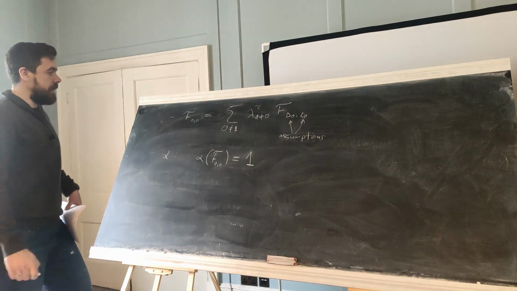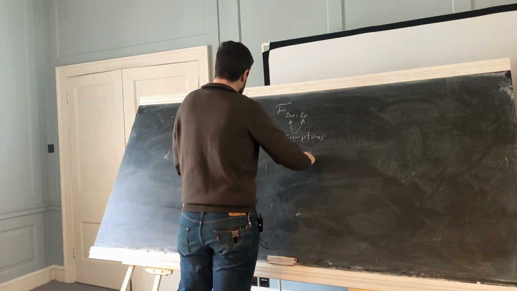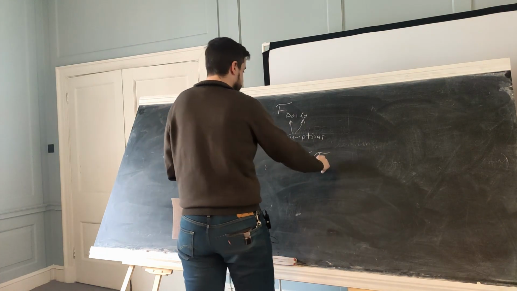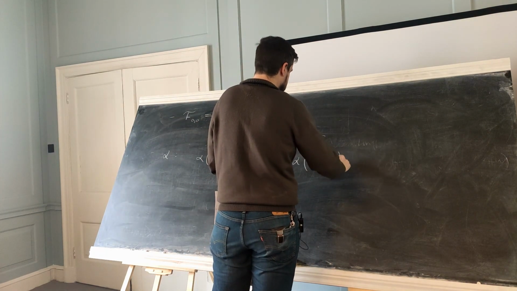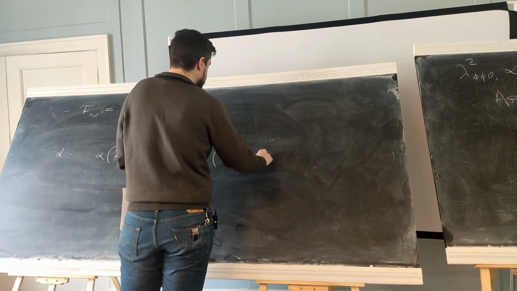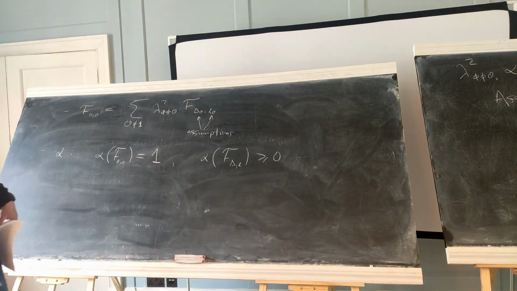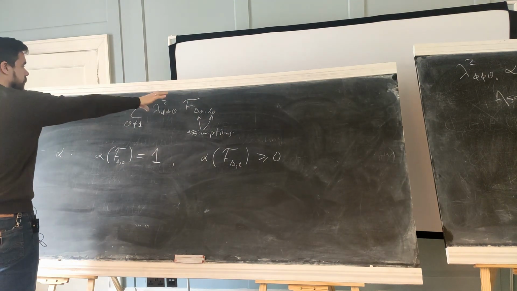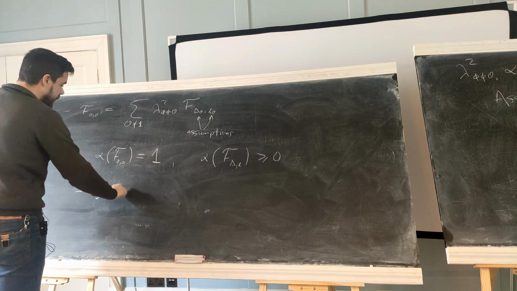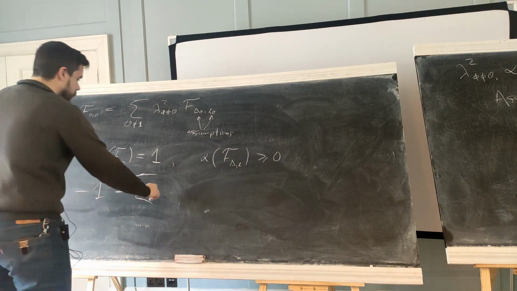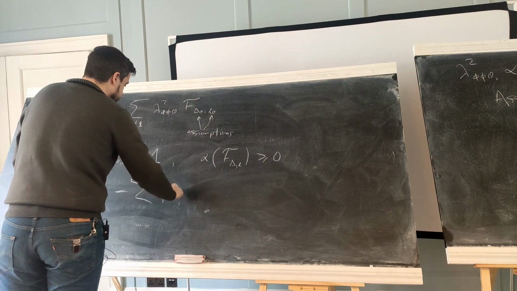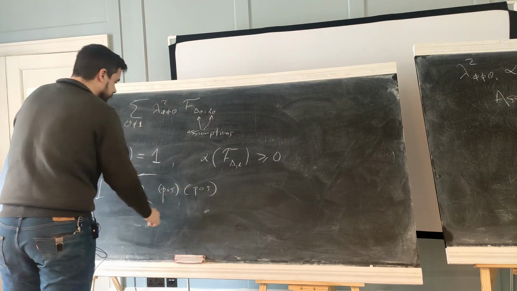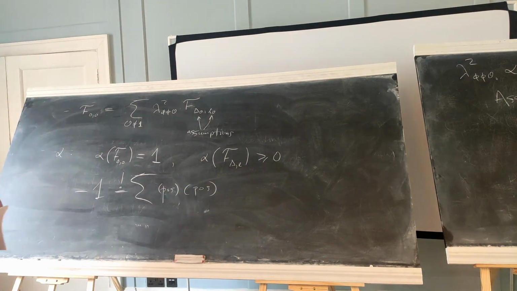alpha on the block of the identity is 1, and alpha on the other blocks is positive. Let's say we can find such a functional. It doesn't have to exist, but let's look for one that satisfies these conditions. Then applying it on this equation will show that -1 is equal to a sum, if we assume unitarity, of positive times positive. Okay?